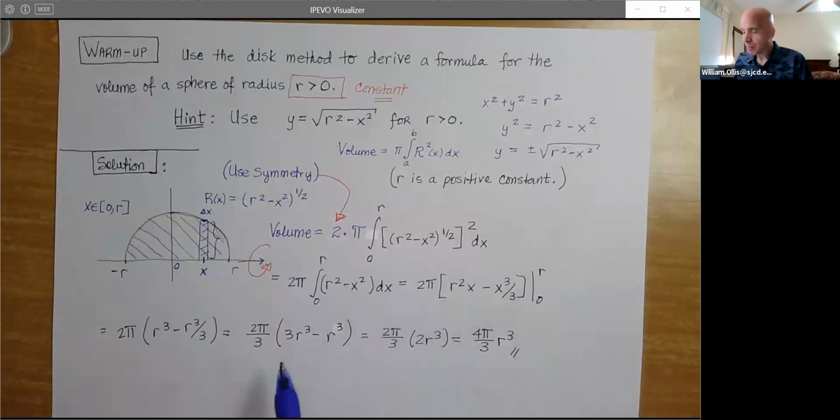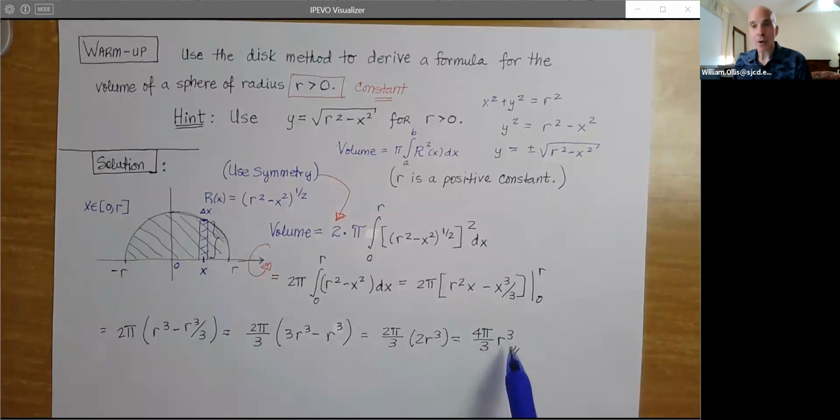Now again, you're thinking the problems we did last time were very difficult in the sense that we had lots of fractions. This one is a relief. So now if you like, we can do a common denominator of 3. So we extract the 1/3, and then of course that will give us 3r cubed minus r cubed. And then of course subtracting, we have a 2r cubed. And then if we multiply the two copies of 2, we get 4 pi over 3 r cubed. And that is the standard formula for the volume of a sphere of radius r.